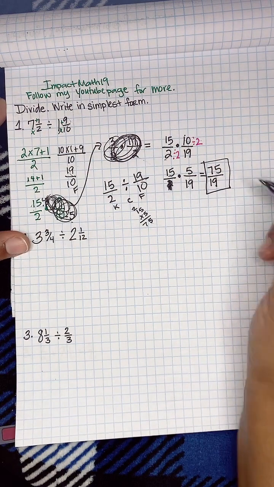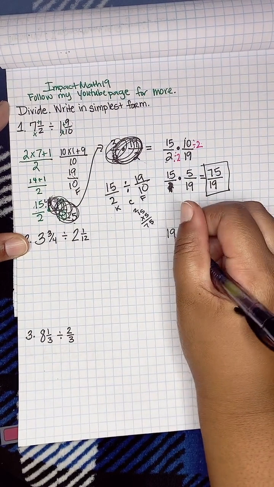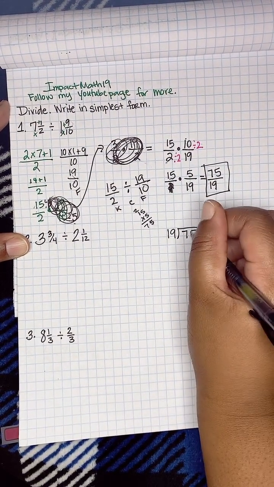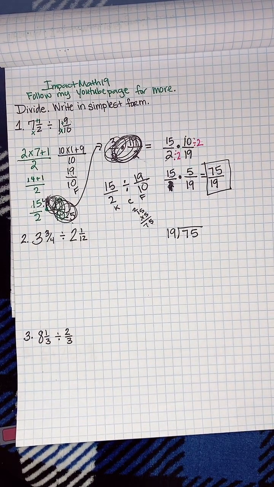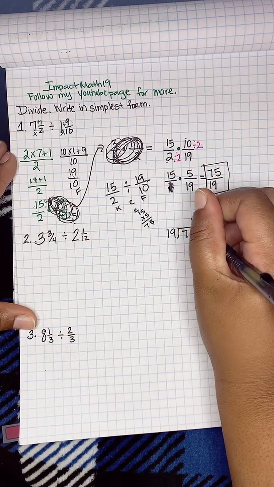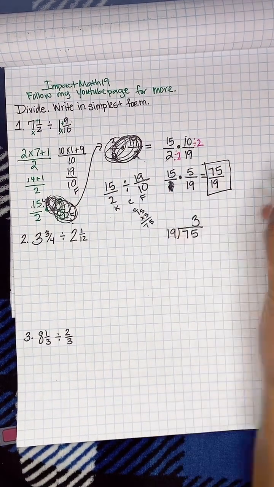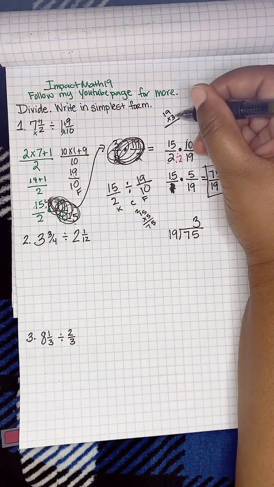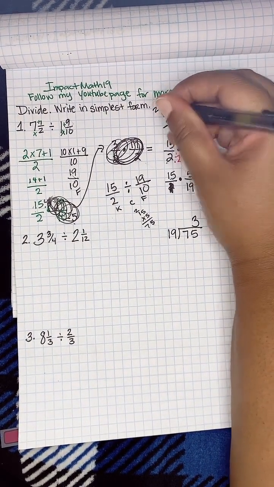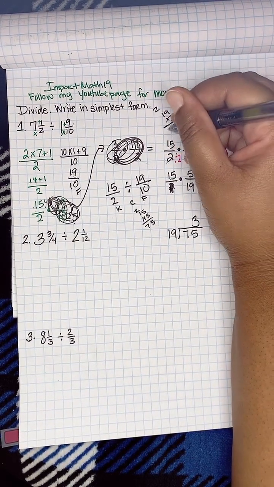All right. So let's change this to a mixed number, okay? So we're going to do 19 into 75. How many 19s can we fit into 75? Good. Miss D said 3. Okay. 3 and 18 should be our remainder. So let's do 19 times 3. So 3 times 9 is 27. And then 3 times 1 is 3 plus 2 is 57.